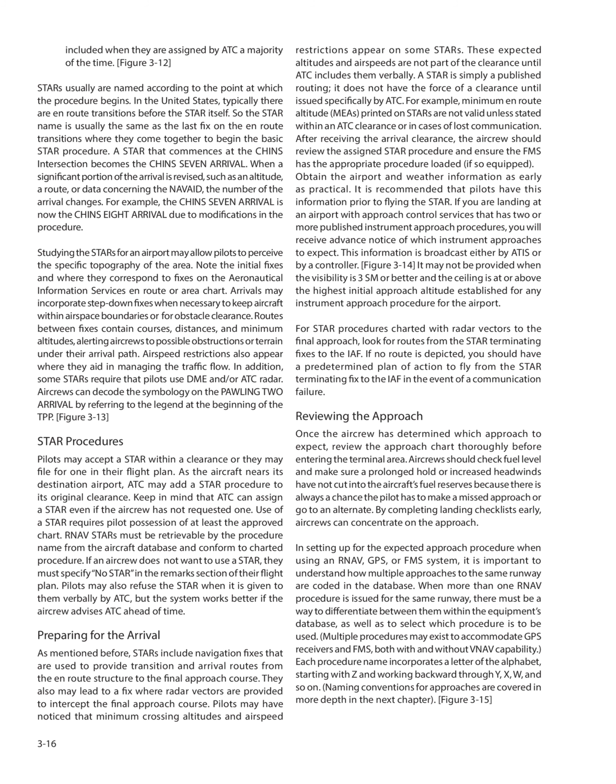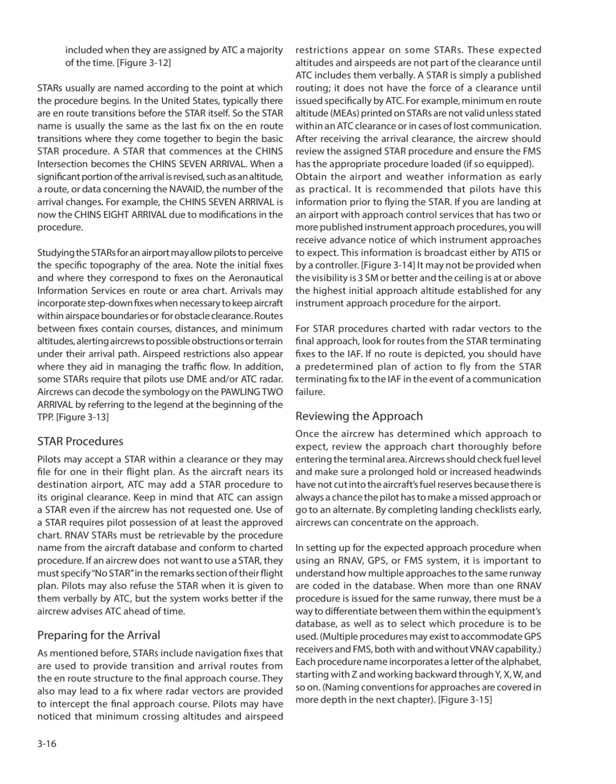If you are landing at an airport with approach control services that has two or more published instrument approach procedures, you will receive advance notice of which instrument approaches to expect. This information is broadcast either by ATIS or by a controller. Figure 314. It may not be provided when the visibility is 3 SM or better and the ceiling is at or above the highest initial approach altitude established for any instrument approach procedure for the airport.